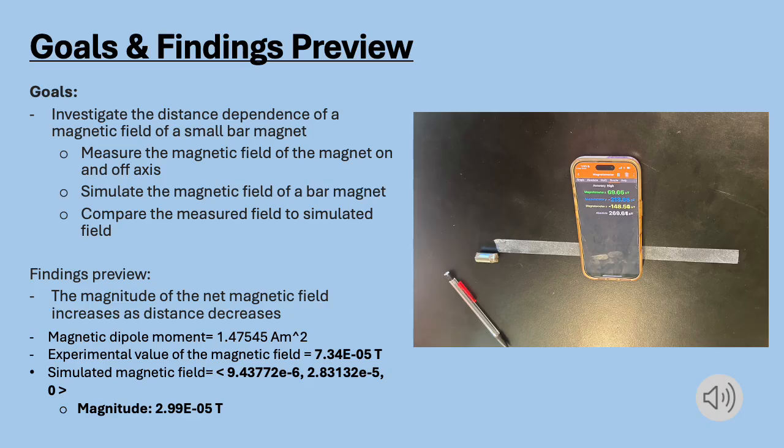So the goal of this lab is to investigate the distance dependence of the magnetic field of a small bar magnet. We're going to measure the magnetic field of the magnet both on and off axis, and then simulate this using code, and then compare both of the magnetic fields to see if there's a difference. And then here are some of our findings, but we'll get into that.